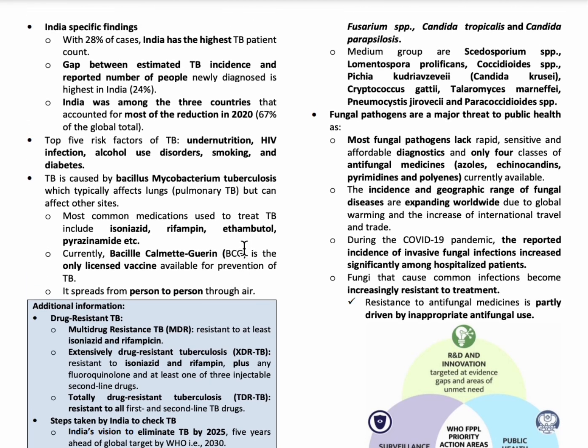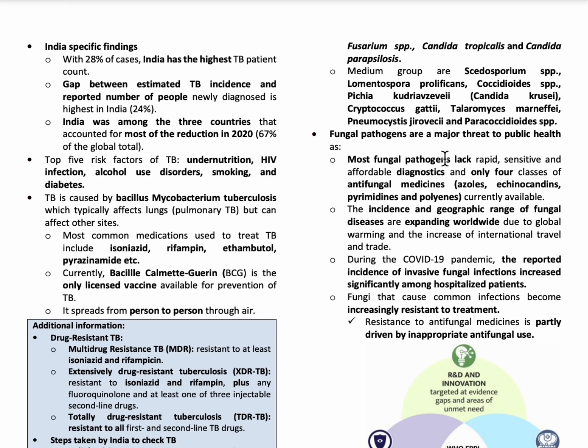So medium group includes Scedosporium spp, Lomentospora prolificans, Coccidioides spp and Pichia, Candida krusei, Talaromyces marneffei and all these things. So these are all the 19 fungal pathogens that are a major threat to public health.